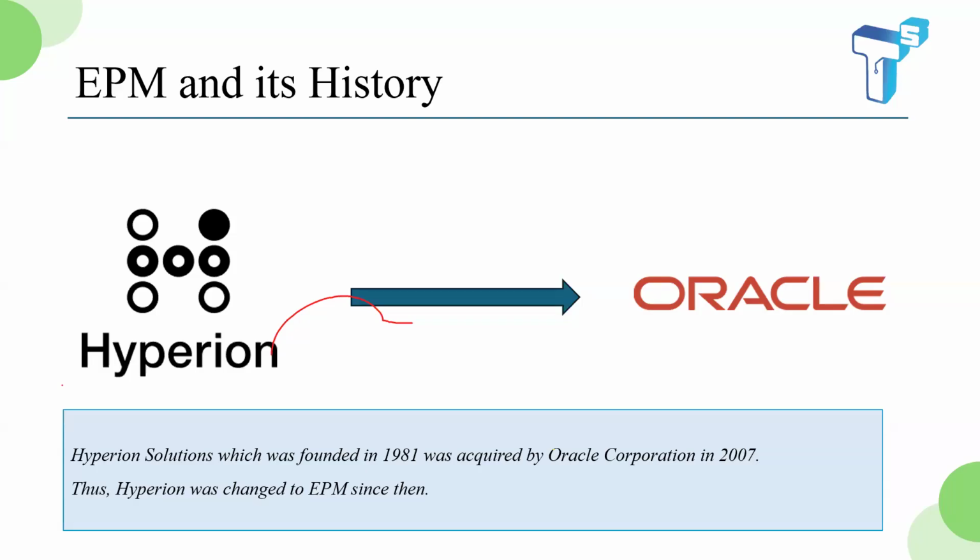So we need to know this. We need to know the roots of how the application came. Even if you are learning Java or anything, you need to know its history before jumping into what it is about, right? So this is about EPM and its history. Moving on to the next slide.